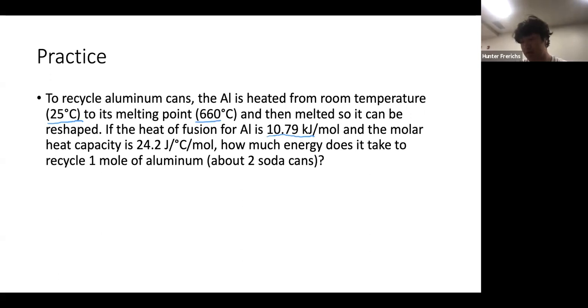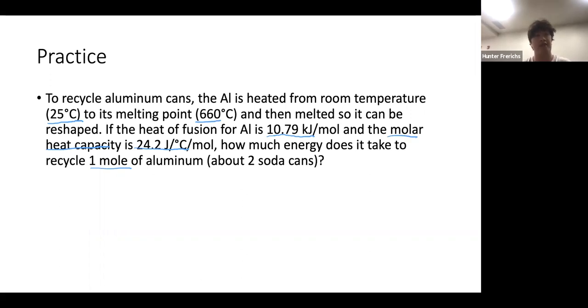And the molar heat capacity is 24.2 joules per degree Celsius per mole. How much energy does it take to recycle 1 mole of aluminum? About 2 soda cans. I've been highlighting the key things that we need from this. You want the molar heat capacity, which is 24.2, and you have 1 mole, because Q is n times your molar heat capacity times your delta T. What you want to start with here is heating up from a solid to the melting point.